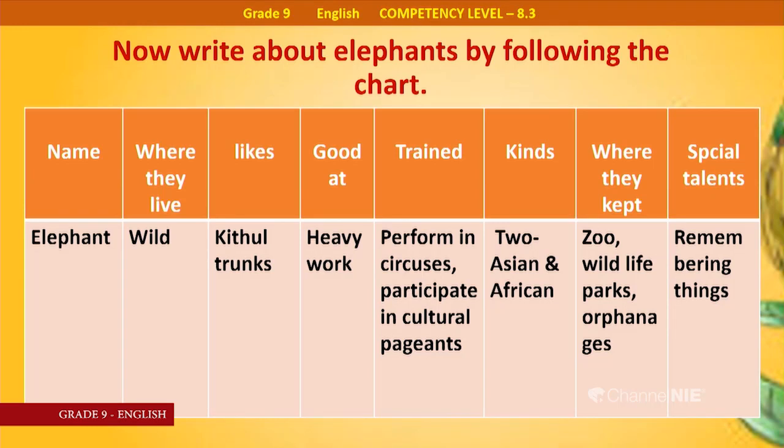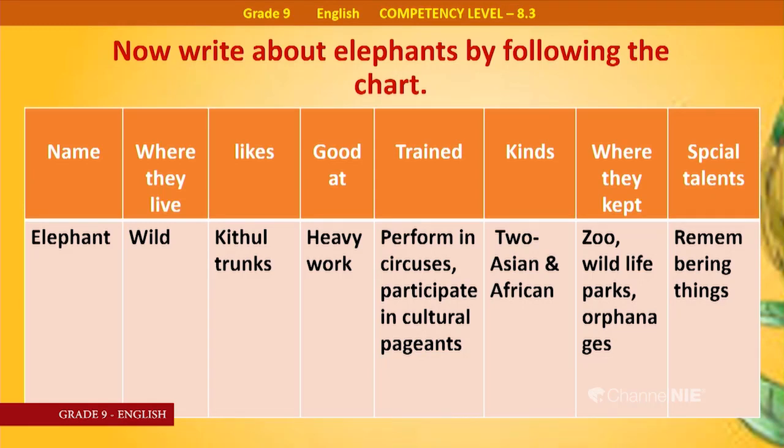Cultural pageants. So, something related to culture. When you have a festival related to culture, elephants are being used. Think, have a mind map. Okay. Kinds, there are two kinds, Asian and African elephants. Where are they kept? Not where they live, but where they are kept by humans. In zoos, wildlife parks, orphanages. Can you remember Pinnawala elephant orphanage? So, places like that, elephants are kept.